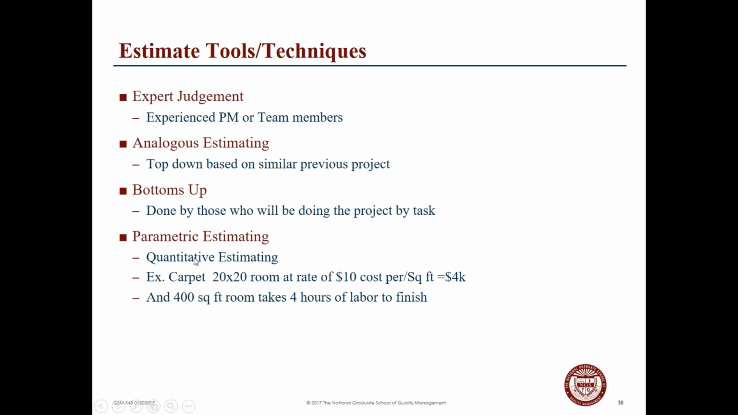There's also what we call quantitative estimating. So for example, if you're looking to carpet a room and the room is 20 by 20 and the cost is $10 a square foot, you can estimate it'll be about $4,000. It's a $4,000 price tag, and based on experience, to install carpet in a 400 square foot room takes about 4 hours of labor to finish. So you've estimated that it's $4,000 and it'll take 4 hours.